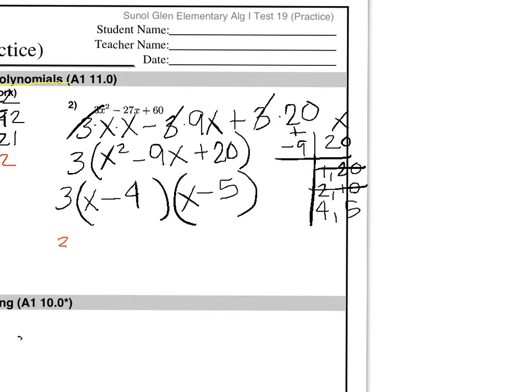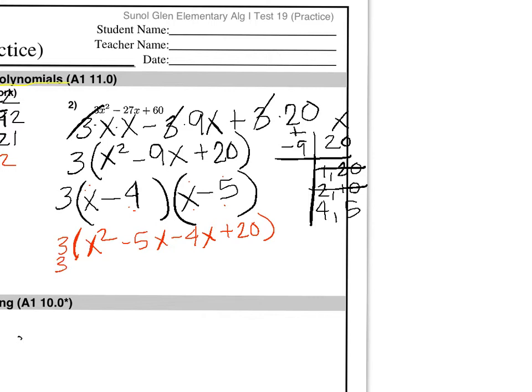So I'm going to FOIL it back out. I'm going to leave my 3 alone for a minute, and I'm going to do my distribution. X times x is x squared, and x times negative 5 is negative 5x. Then we have a negative 4 times an x, which is a negative 4x. And I have a negative 4 times a negative 5, which is a positive 20.